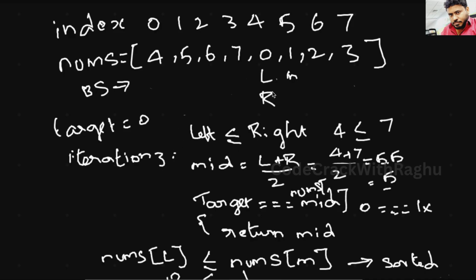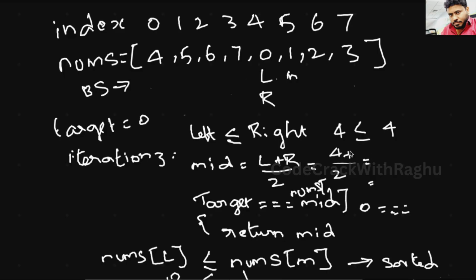In the third iteration, L and M are already in the fourth position. I will remove this one to avoid confusion. I will remove these things. So now the value of left is 4 and the value of right is also 4. Is 4 less than or equal to 4?